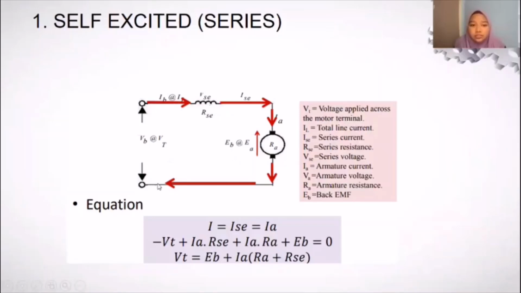Next, I would like to present about self-excited series. This is the circuit diagram for the self-excited series. VT is the voltage applied across the motor terminal.